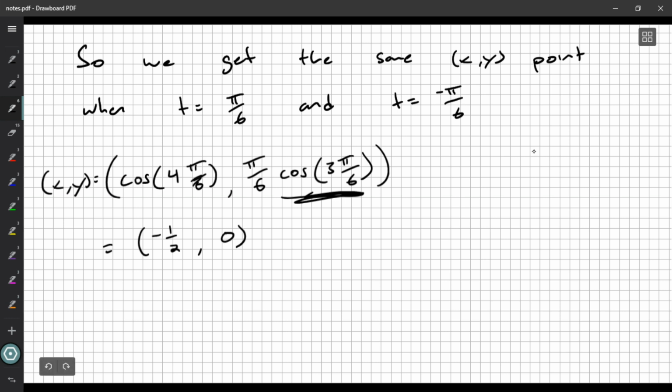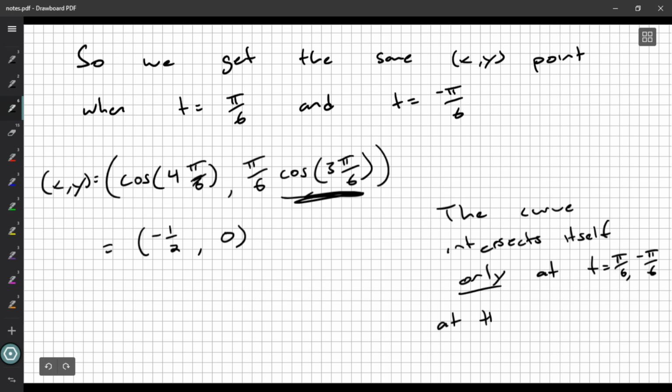So the curve intersects itself only at t equals pi by 6 and negative pi by 6, at the point negative 1/2, 0.